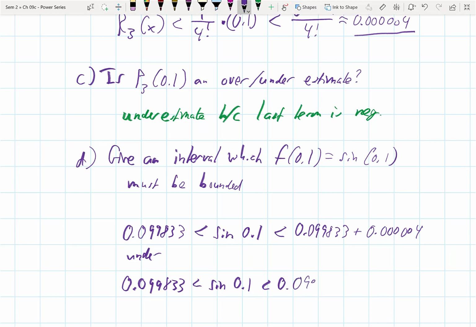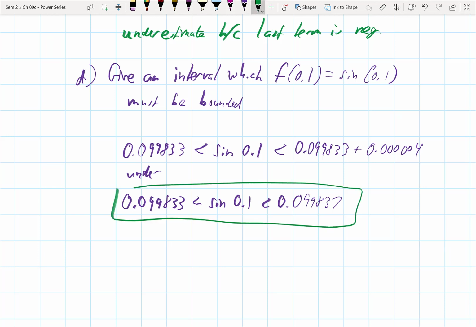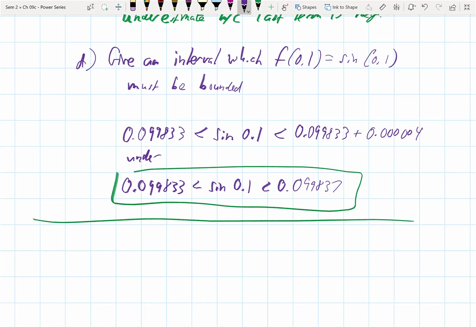Let's see, 0.99837. Technically speaking, I should have actually subtracted the 0.004 from this, but since I know it's an underestimate, I can put that as the bottom one and keep sine of 0.1 in between that. So I know the sine of 0.1 now is 0.09983 something, and I have a very good idea of what the value is without actually calculating the sine of anything. That is an amazing achievement, to be able to get the sine of something that close without actually doing any trig.